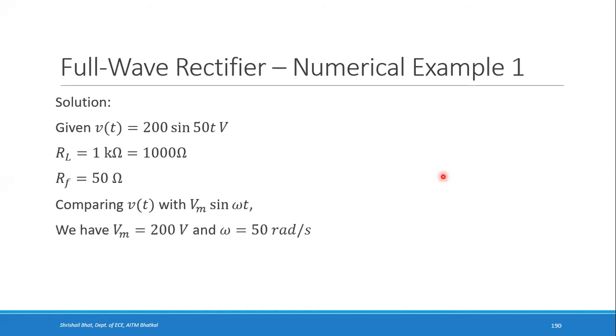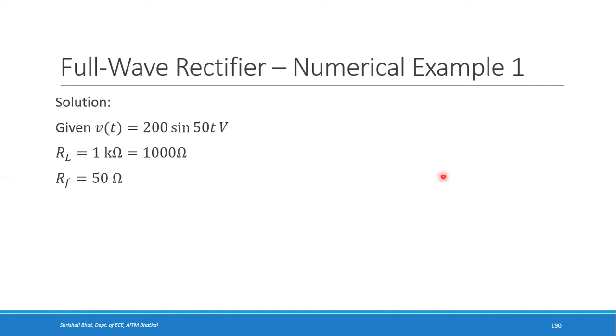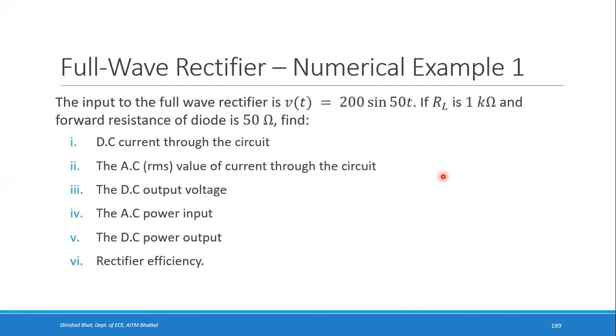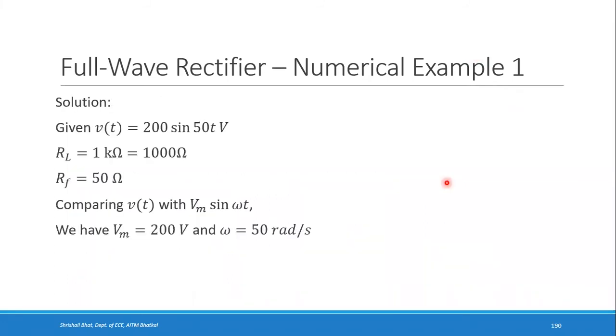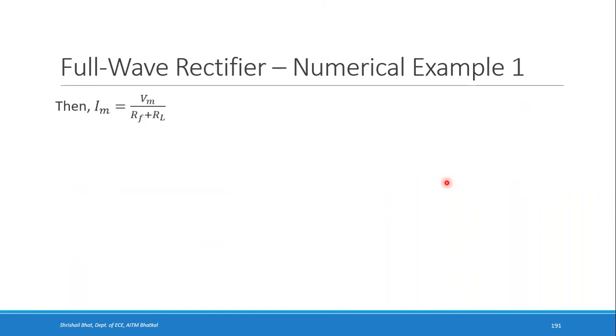So Vm, we will take it as 200 volts. Then we will find our required things. So what are the things we need? DC current through the circuit, that is IDC, IRMS, VDC, then PAC or PI, input power, output power, and efficiency. So first find Im. Im is Vm divided by Rf plus RL. Vm is 200 divided by Rf, what was the RF? 50, and RL is 1000. So if you calculate, you get Im as 190.48 milliamps, right?